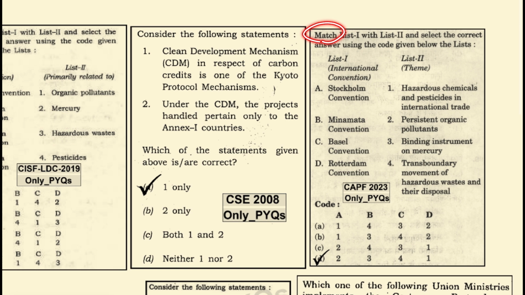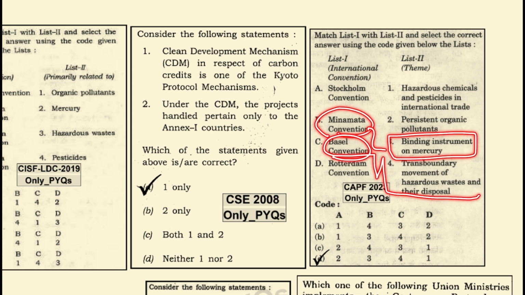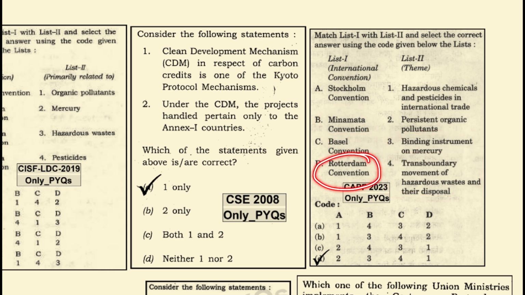Match the following international conventions and the theme. The Stockholm Convention is related to the persistent organic pollutants, whereas the Minamata Convention is related to the binding instruments on mercury, and the Basel Convention on the transboundary movement of hazardous waste and their disposal, whereas the Rotterdam Convention is related to hazardous chemicals and pesticides in international trade.